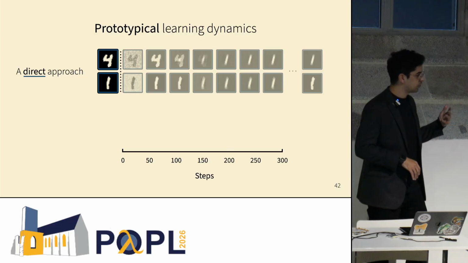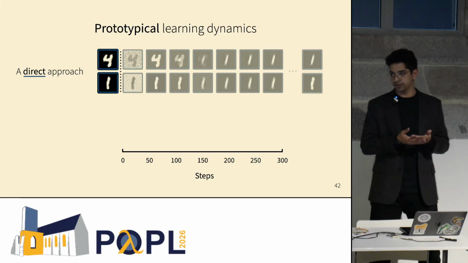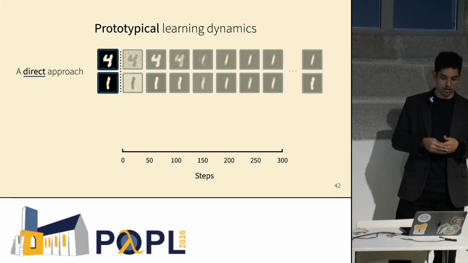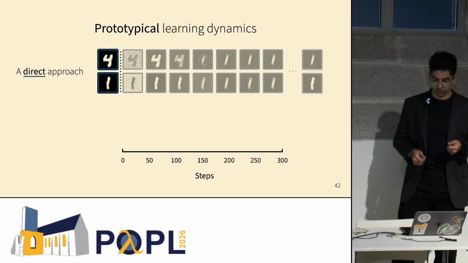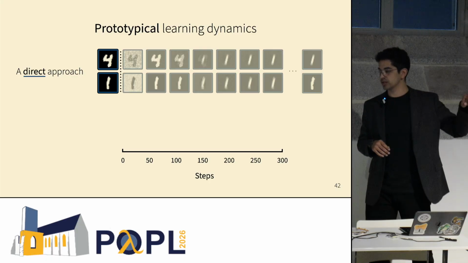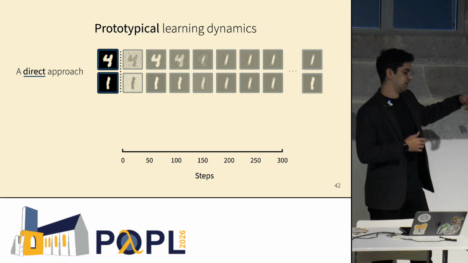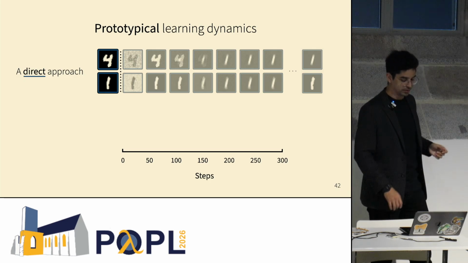I'll begin with the direct approach. Remember, the task is to apply identity if the image is a 1, and otherwise to try to transform that image into a 1. From left to right, I'm showing intermediate model outputs across training time. Each training step just means I updated the parameters of the network, which means I've slightly changed the function that it's computing.